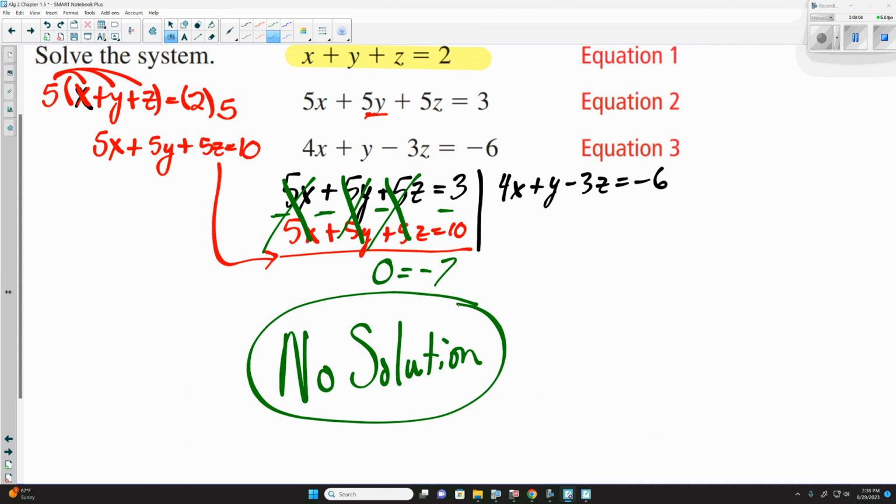Now, if we did get a statement that was true, say 0 equals 0, we still need to do the other side to make sure that we don't get a false statement on the other one. Does that make sense? So if the left side did become 0 equals 0, we'll check the other side to see if we have one. Questions on any of this here? So we've now seen one that is no solution. Are we ready for the next one?